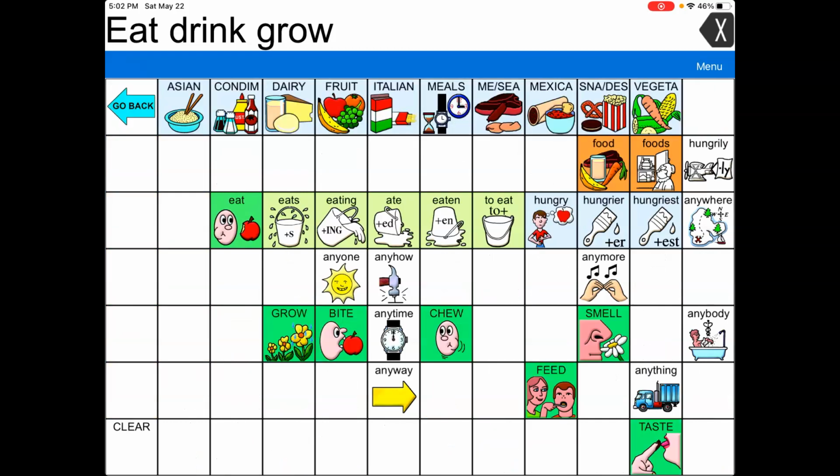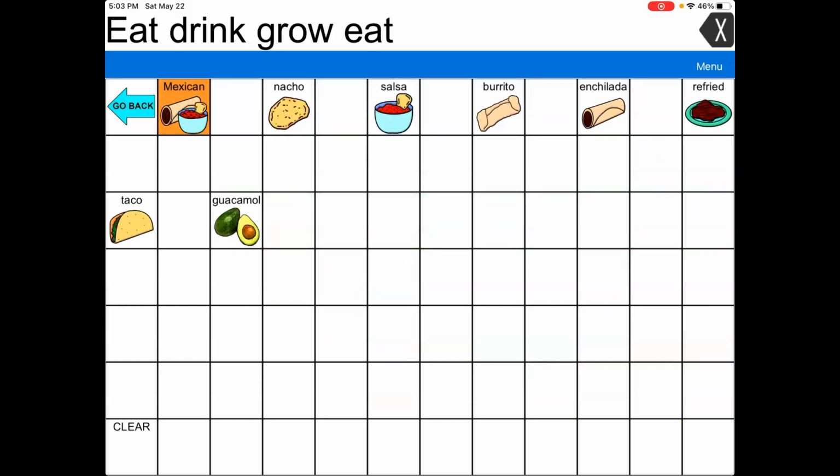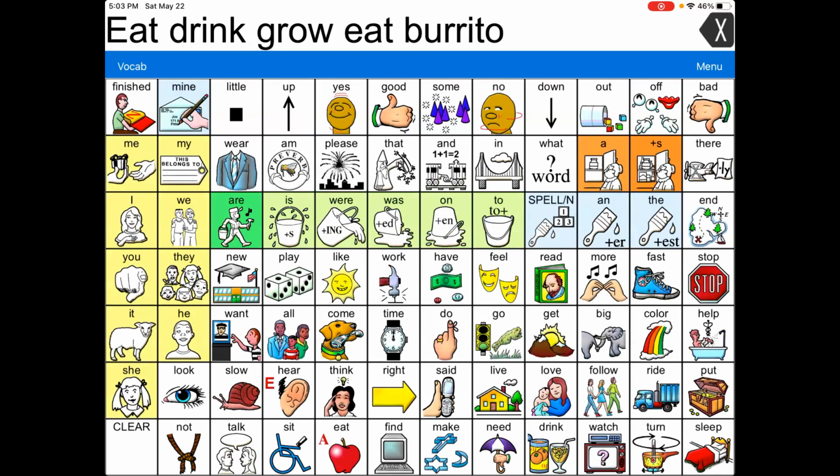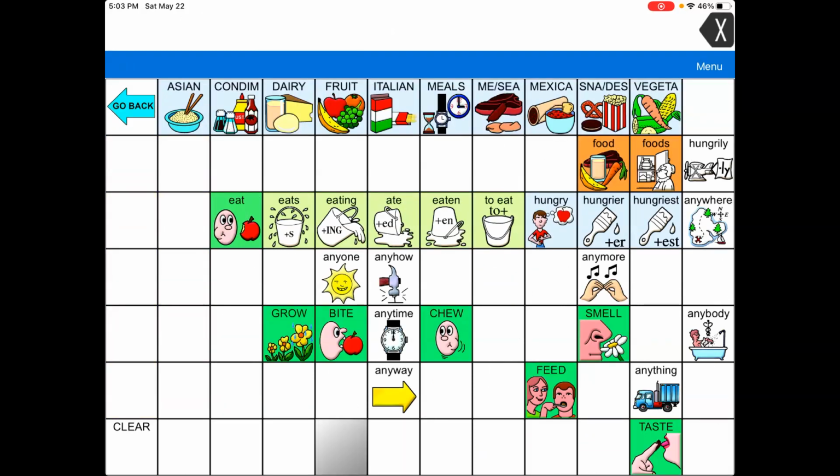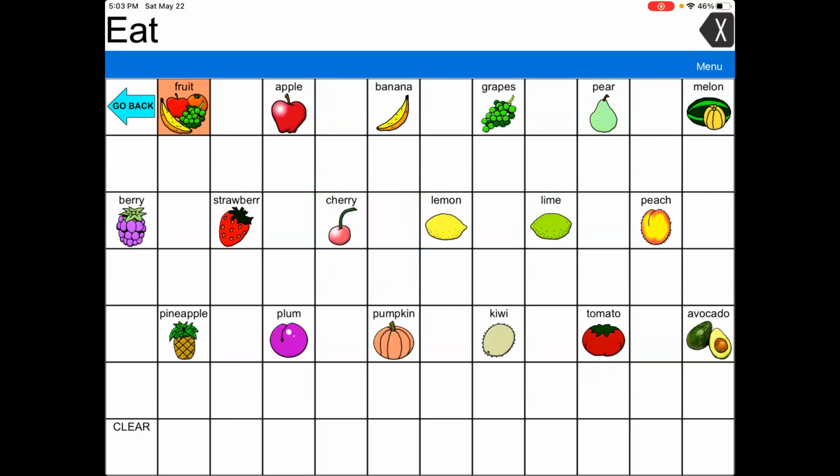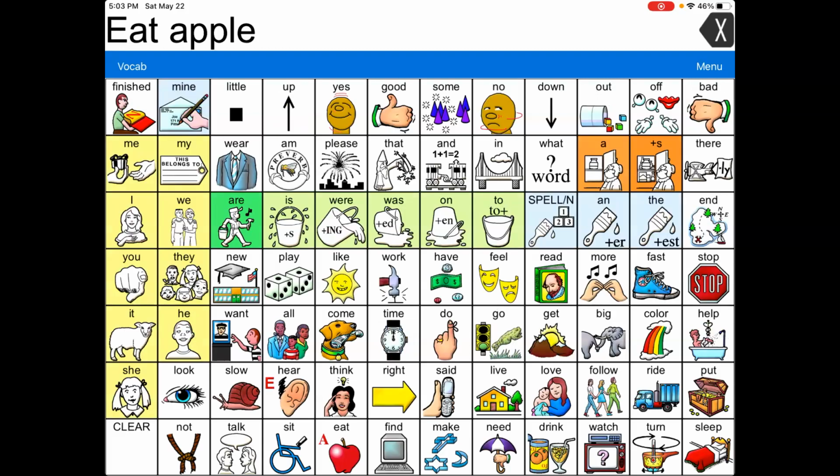So at the top, in the very first row, you see that we have all those categories for different kinds of food. So we can be more specific about what we want to eat. We might want to eat some Mexican food, like a burrito. Yum. Or we might want to eat a fruit, such as an apple. Eat apple. Delicious.